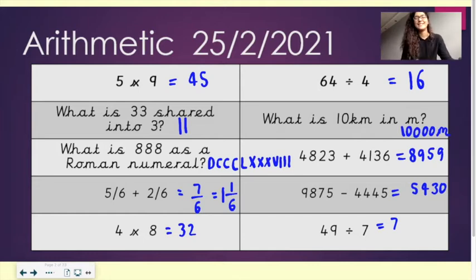Here are your answers. 5 times 9 equals 45. What is 33 shared into 3? The answer is 11. What is 888 as a Roman numeral?